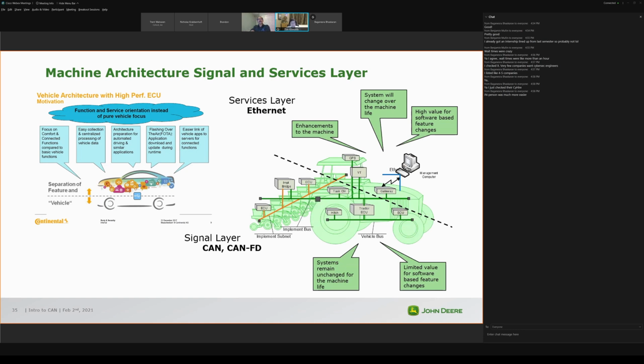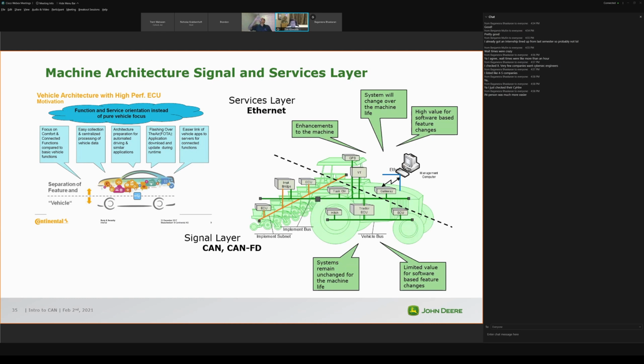The layer above it is more of a services layer. So we want to add and subtract features to a car in real time, or to a tractor in real time, and be able to have features come out more through releasing software and releasing new features a few times a year, both for automotive and for the ag industry.